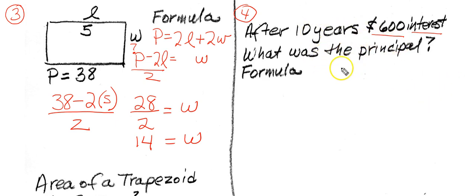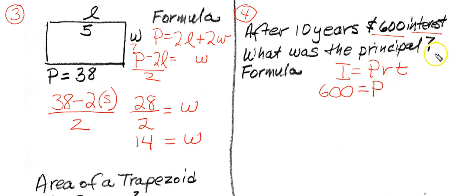So the formula for interest, again: interest is I equals PRT. So we need to do some substitution. What is our interest? Well, we know that. The interest is 600. What is our principal? We don't know that. That's going to be P.